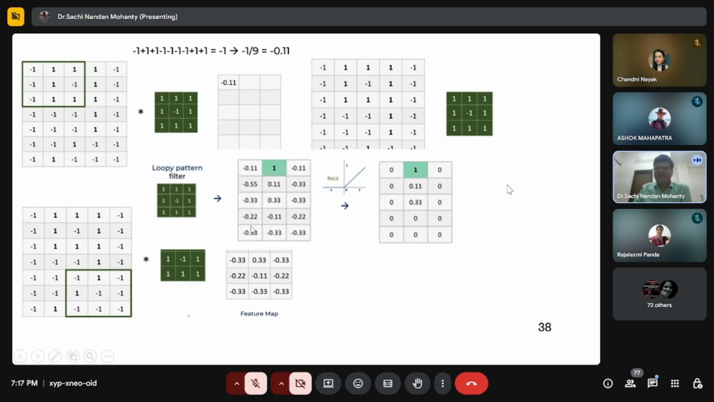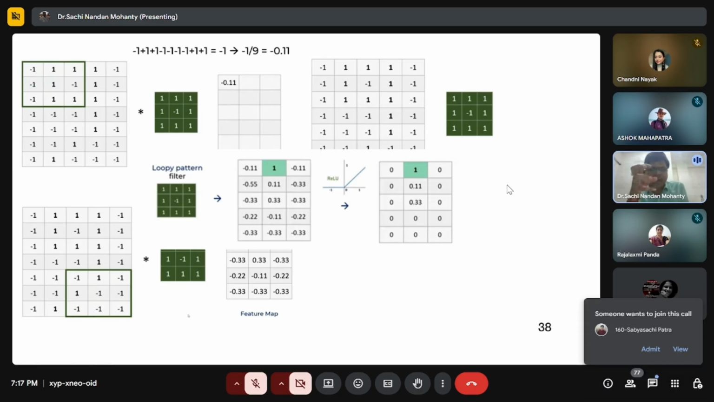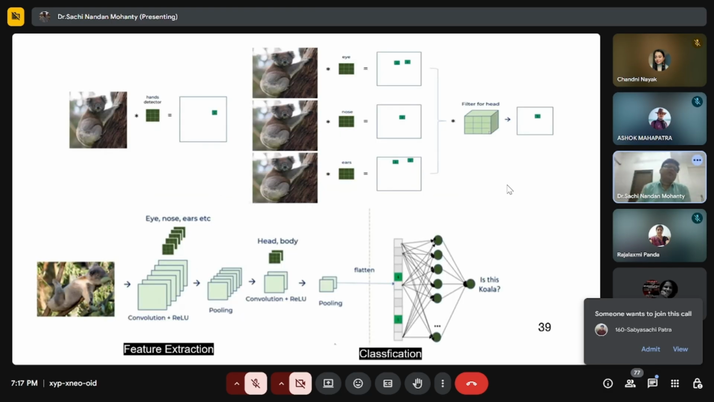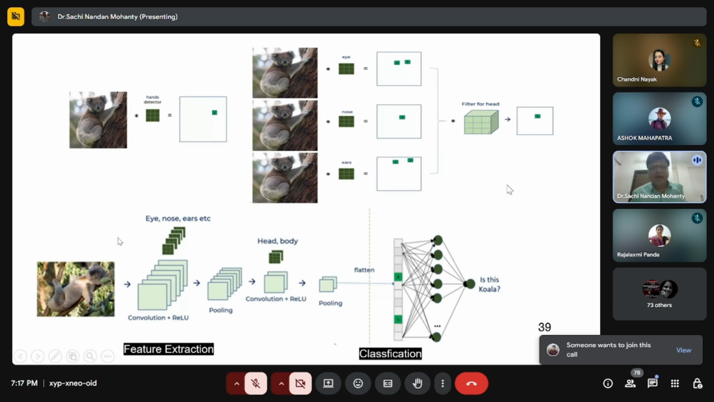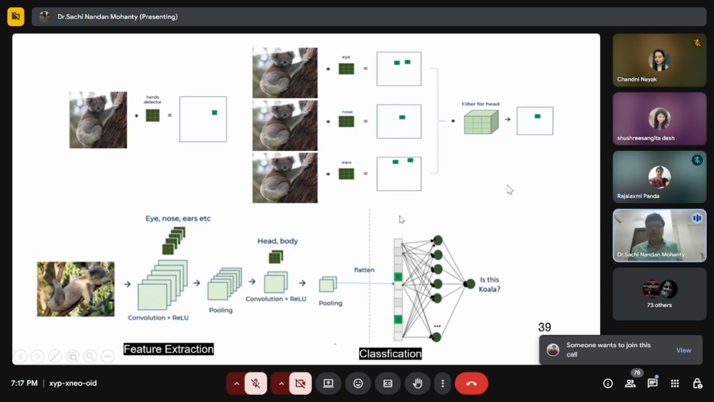And this feature map is different from image to image. That means for head, neck, eye, nose, ear, hand and legs, we will define filters. Then our head detector is 1, eye detector, nose detector, ear detector is 1, 1, 1. So up to this part is called feature extraction, and the input goes to the fully connected neural network. Then you can find whether it is a koala or not. That's the feature extraction.